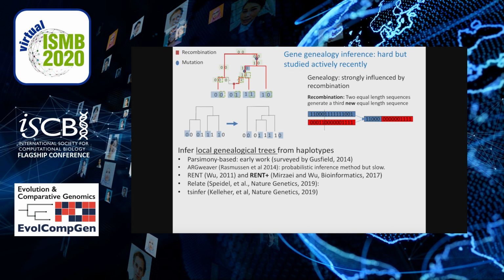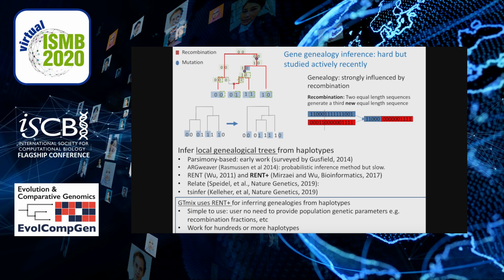So inferring local gene genealogies from haplotypes is a challenging problem, and the first practical approach is called an algorithm, which is a probabilistic inference, but fairly slow. Several years ago, I developed a method called RENT+ with my student, which improved my earlier method called RENT. Since then, two methods have been published, which both appear in Nature Genetics. In this talk, I will use RENT+. This is not just because RENT+ is my own method, but really because RENT+ is easy to use, you do not need to provide population genetic parameters such as recombination fraction, and it also works reasonably fast.